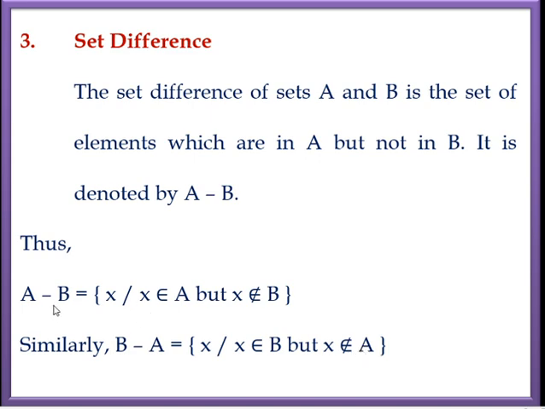In short, elements in A, see when we say set A, there are two possibilities. Possibility number one, elements which are exclusively in A. Secondly, elements which are in B also. So in A minus B, we consider elements which are exclusively in A. So A but not B. That is what? A minus B.